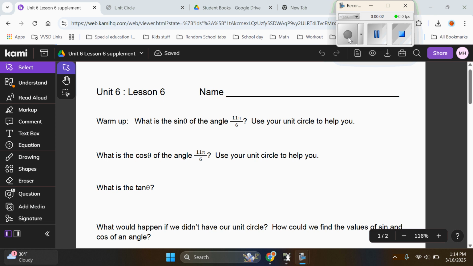Unit 6, Lesson 6. Go ahead and have the handout and your calculator ready. We're going to try these first 3 questions. Pause the video, and then check the video for your answers.